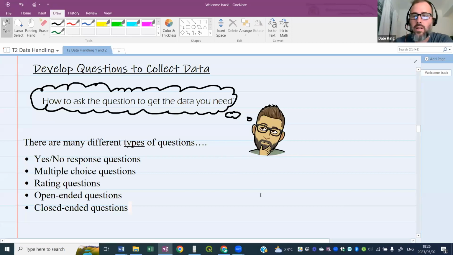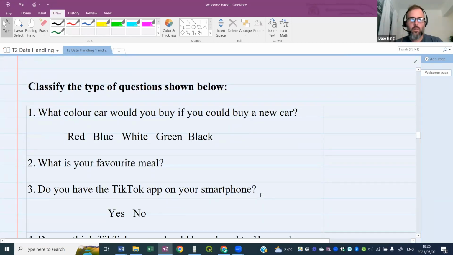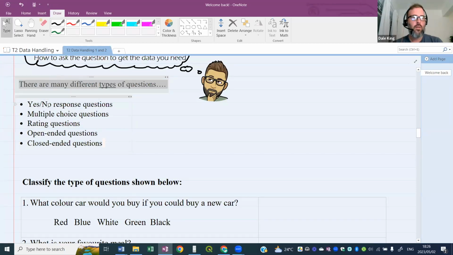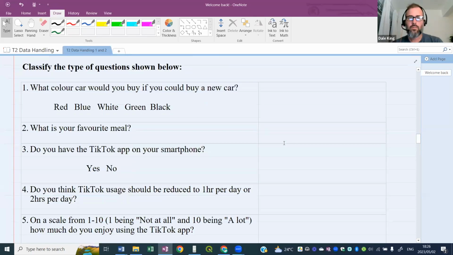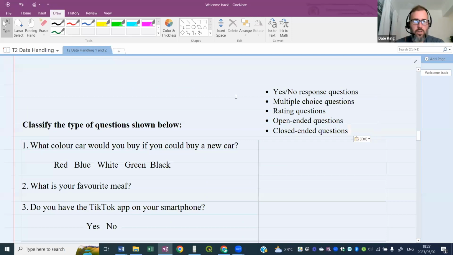All right, so we're going to practice this a little bit. I have got some questions here, and you guys are going to tell me what type of questions they are. Now I'm going to bring my questions down so you guys can see them. There they are. So question number 1 in chat. Here is the question. What color car would you buy if you could buy a new car? And there are options: red, blue, white, green, and black.